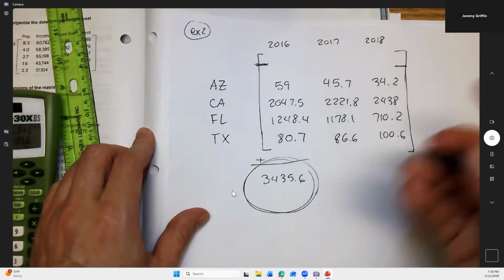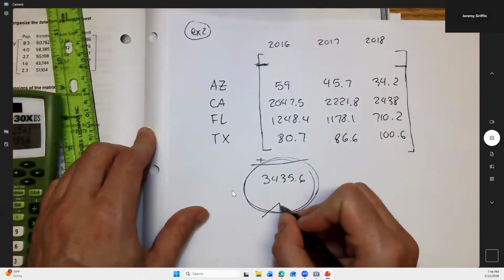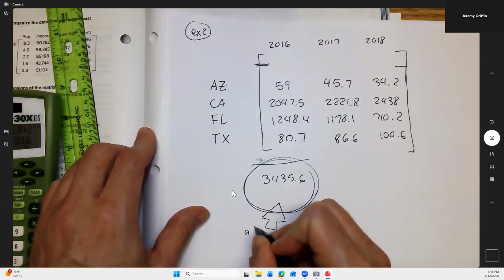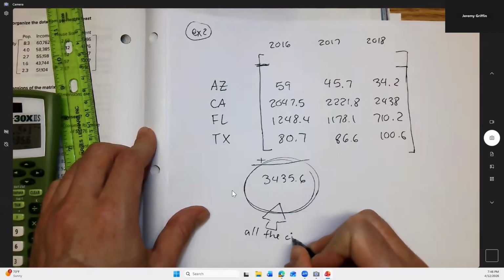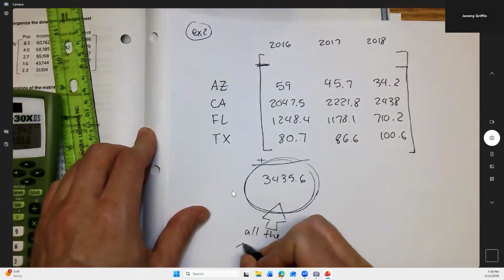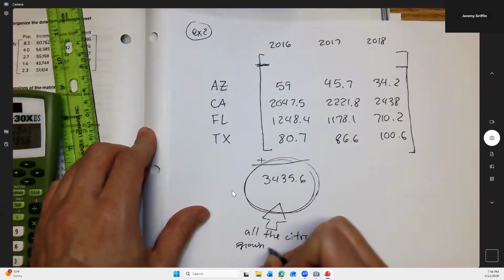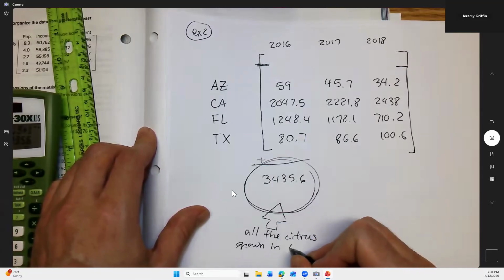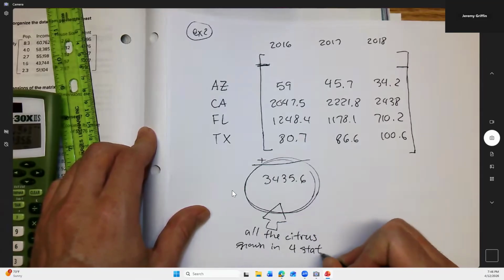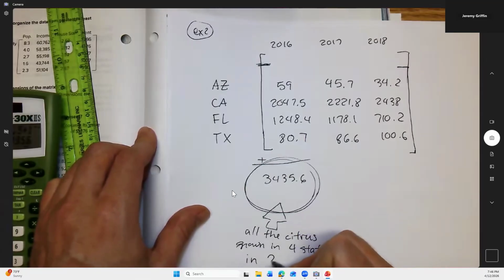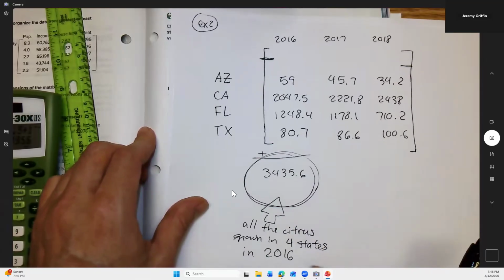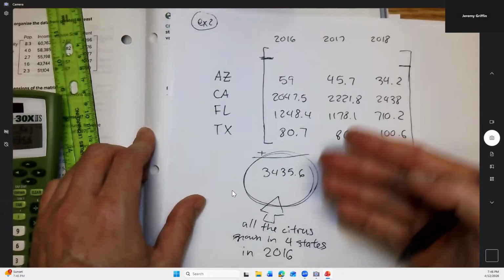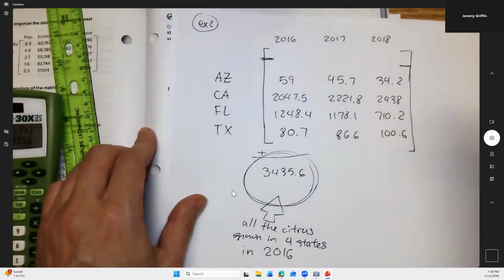Well, at least in these 4 states. So we'll consider that to be all the citrus. Okay. So this is all the citrus grown in, I'll say 4 states. And again, we'll call it 2016 as an abbreviation right there. Right. So if you have all the citrus grown in that year, that's what that would represent. Okay.